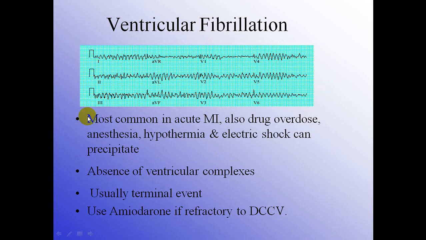Ventricular fibrillation as well is most common in acute MI, the most serious disease and the most common cause of death. Also drug overdose, anesthesia, hypothermia, and electric shock can precipitate VF and death. Absence of ventricular response is usually a terminal event, a serious rhythm. If we don't intervene within a few minutes, it's called physiological death. So use amiodarone sometimes if refractory to DC, and as we said, correct electrolytes and correct hypoxia.